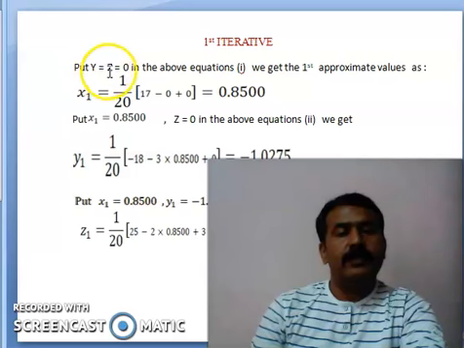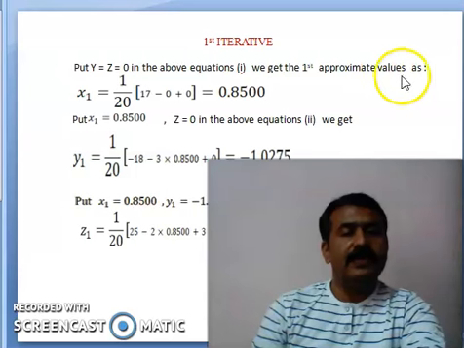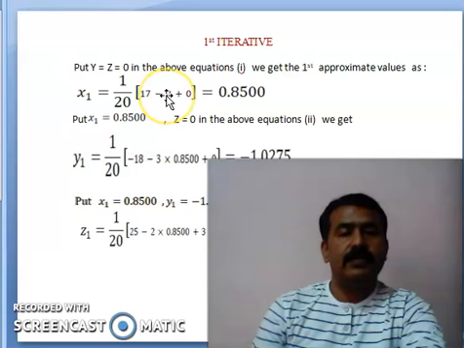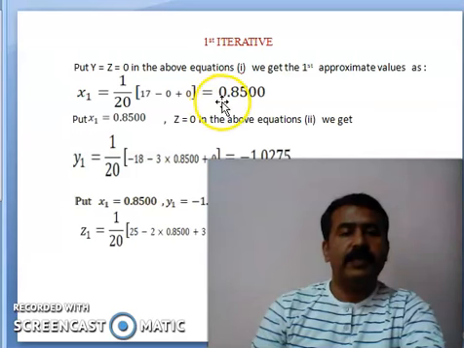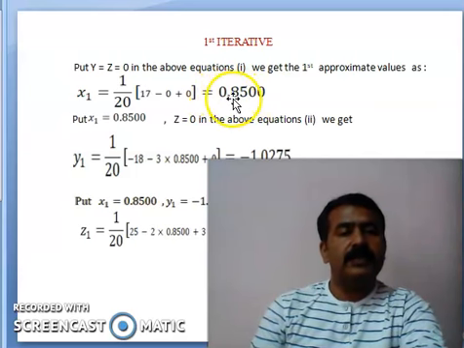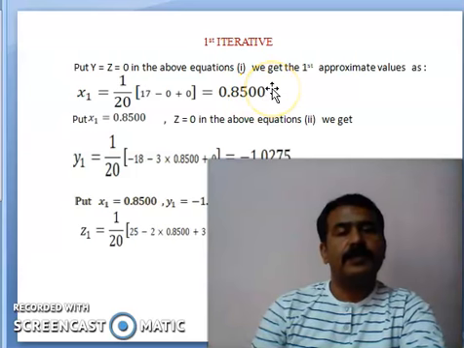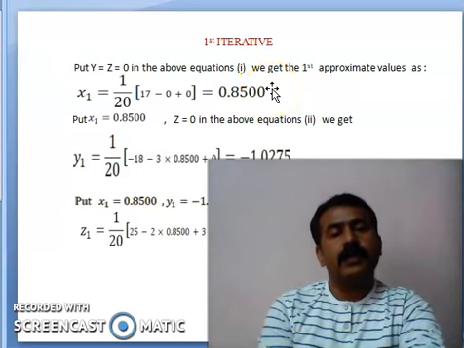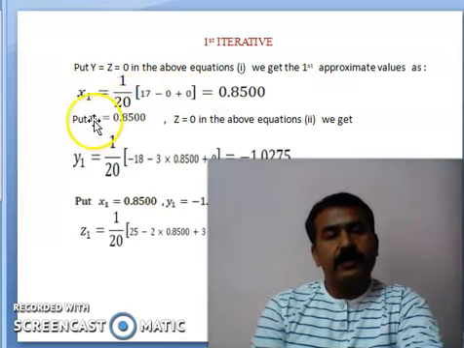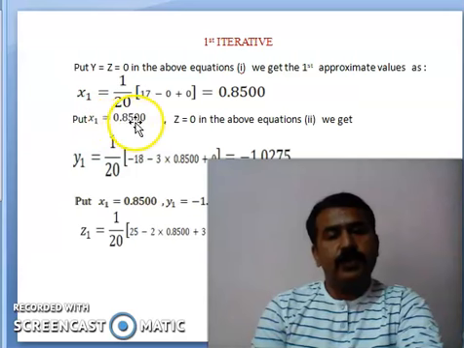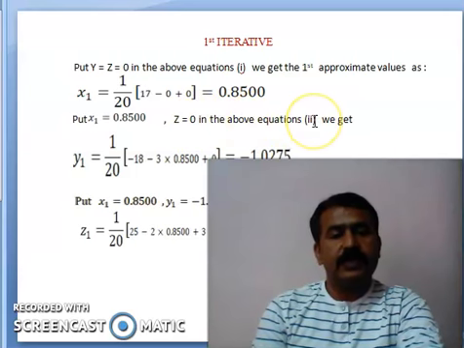Putting y equal to z equal to 0 in equation 1, we get the first approximate value of x equal to 1 by 20 times 17 minus 0, because y is 0 and z is 0. So 17 divided by 20 becomes 0.8500. This is x1.